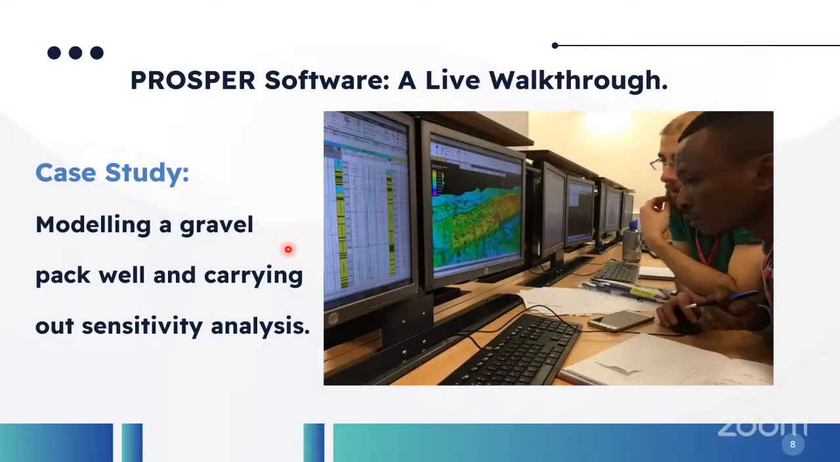This Prosper software can save you all that stress by modeling your well before you even start. That is why I'm bringing this case study up. So now let's go into the software.